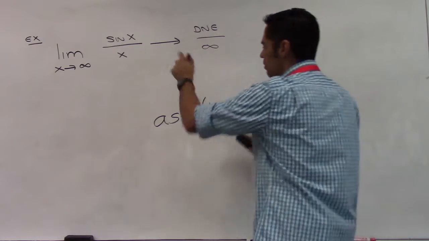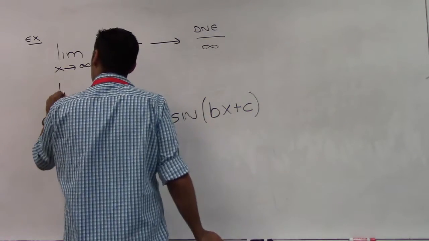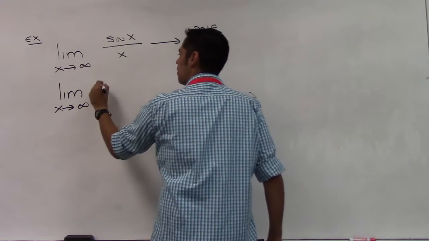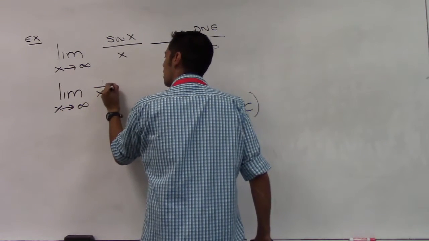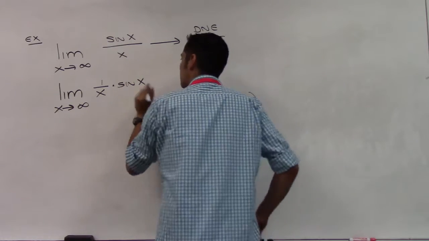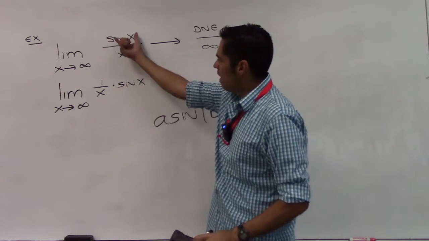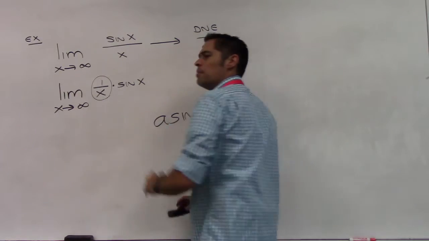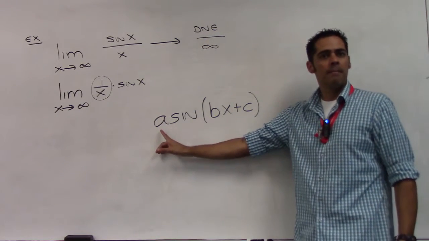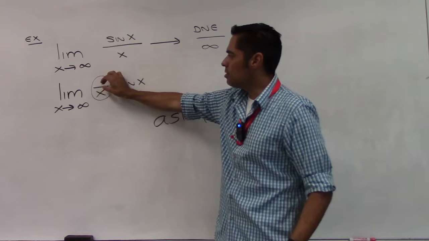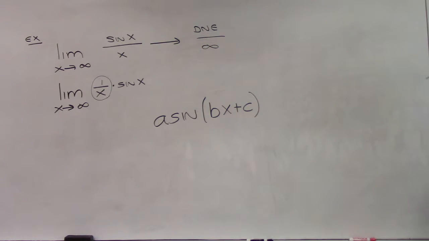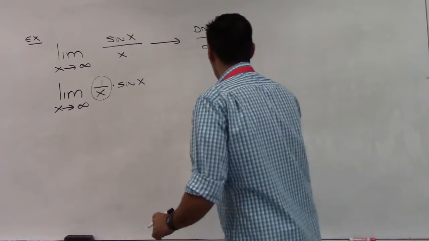Okay, so I'm going to rewrite this limit as that x, I'm going to write it as 1 over x in front of the sine function. Do you agree that that's the same as this? Yes. So you could look at this 1 over x as almost being like the A, right? What does 1 over x do as you go to infinity? It gets smaller.